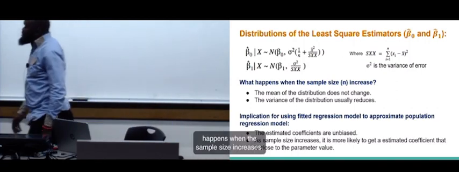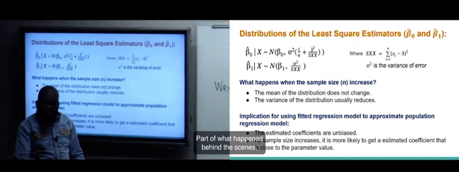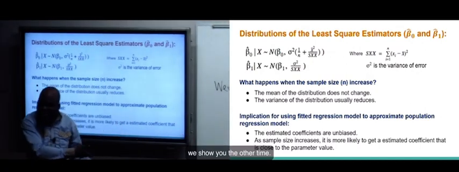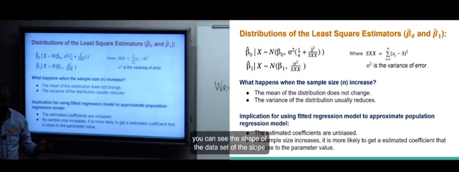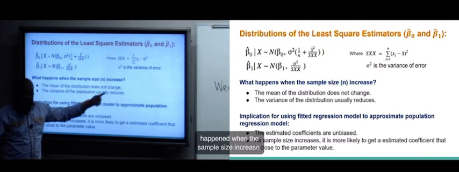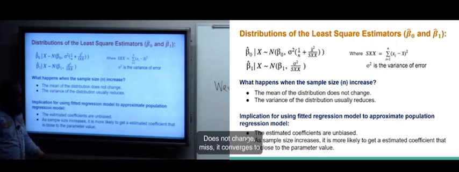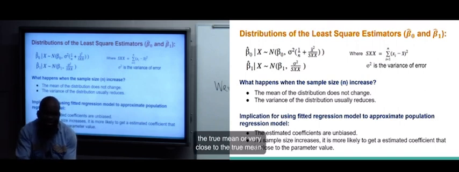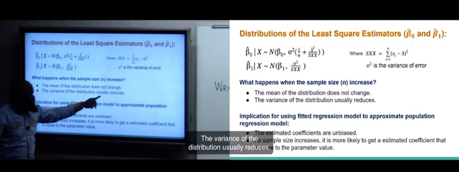What happens when the sample size increases? Of course, when the sample size increases, part of what happened behind the scenes, we showed you the other time. When sample size is increasing, you can see the shape of the distribution of the slope, or whatever regression coefficient, is going to be approaching normality. The mean of the distribution does not change, meaning it converges to the true mean, or very close to the true mean. What happened to the variance? The variance of the distribution usually reduces.